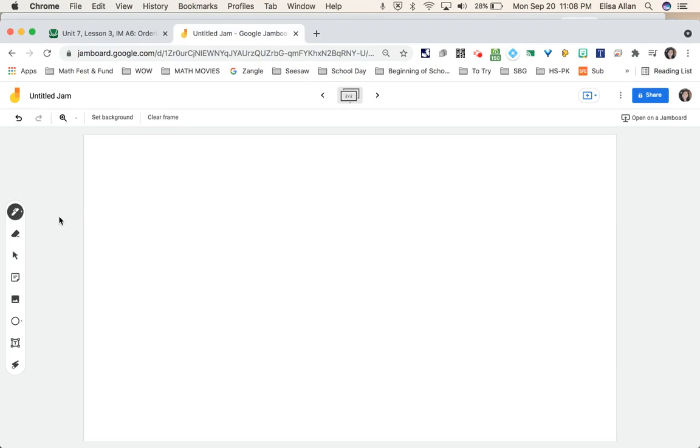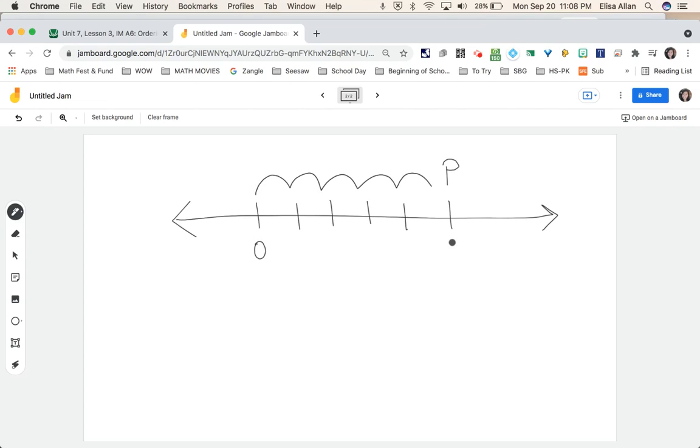well, here, let's go ahead and open up a Jamboard and see how that would work out. So here I have 0, and I know it's 5 away, 1, 2, 3, 4, 5, and here again is point P on my number line. And so here I'm going to see, well, how much is it to take just one jump? If I know how much it is to take one jump, it makes it a whole lot easier to figure out all the rest of them. Okay, so it is a total of 5 jumps, right? 1, 2, 3, 4, 5 jumps away.